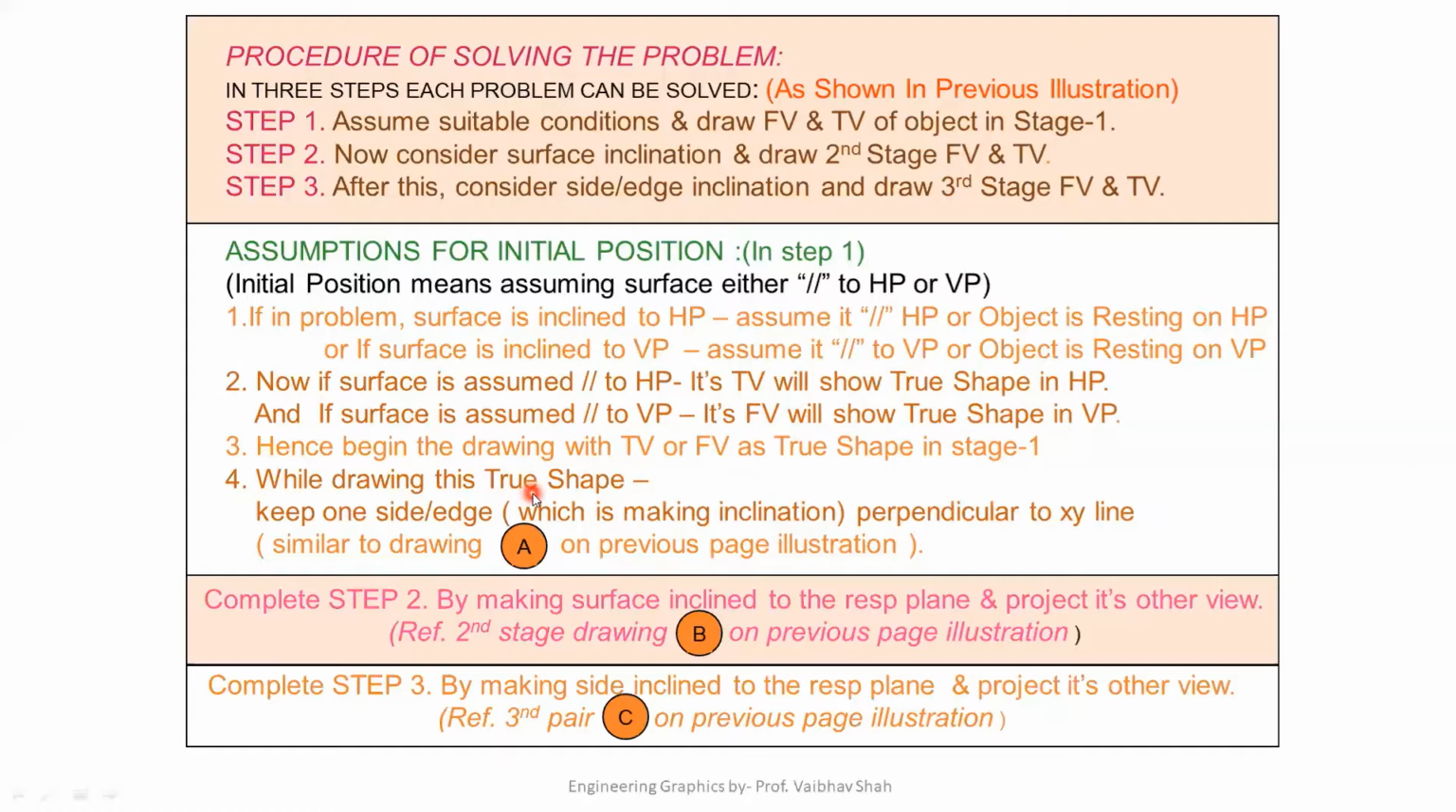While drawing this true shape, keep one side or edge which is making inclinations perpendicular to the XY line, similar to drawing A in the previous illustration. Once again, while drawing this true shape, keep one side or edge which is making inclination perpendicular to the XY line.